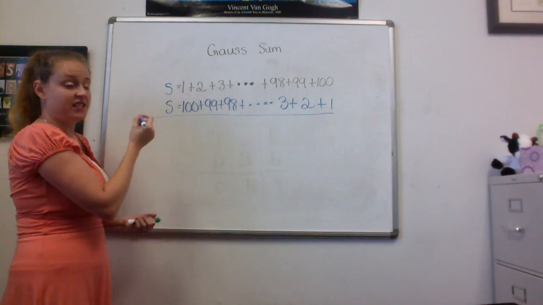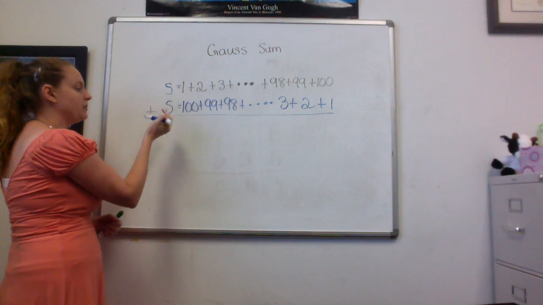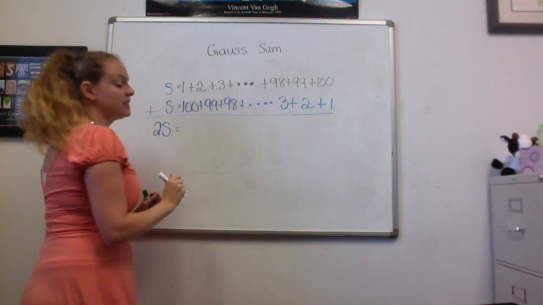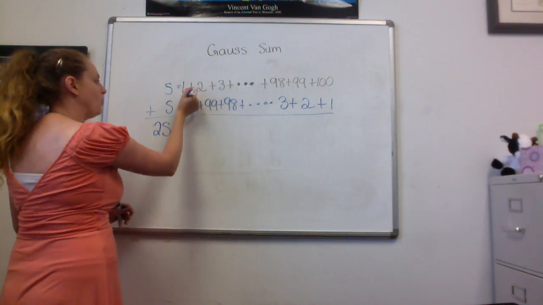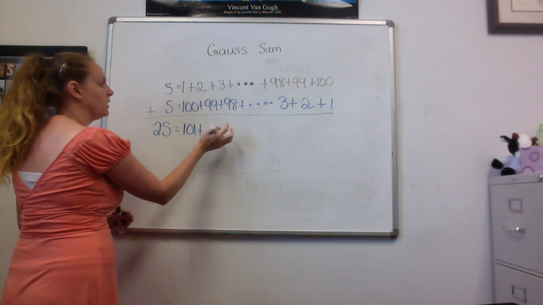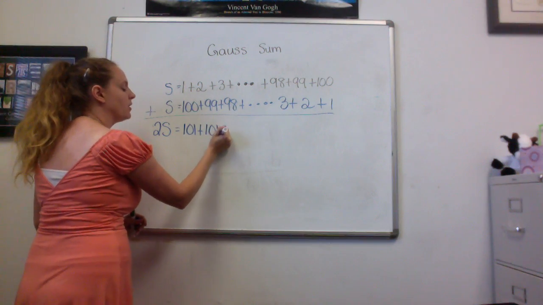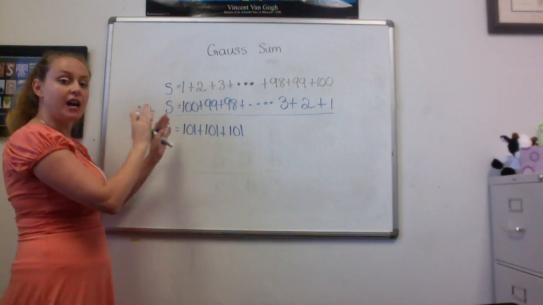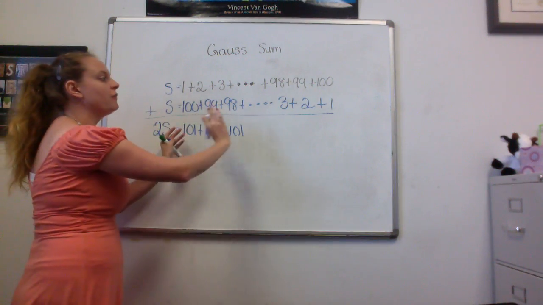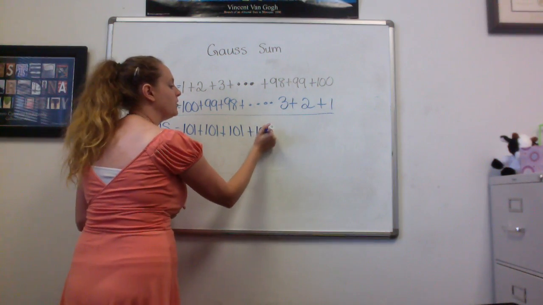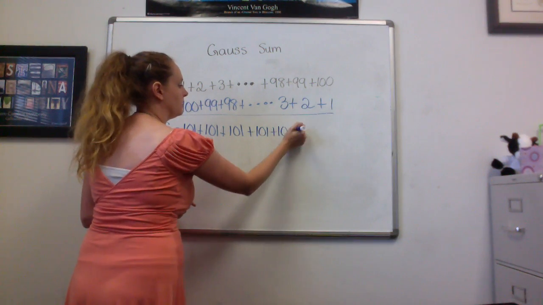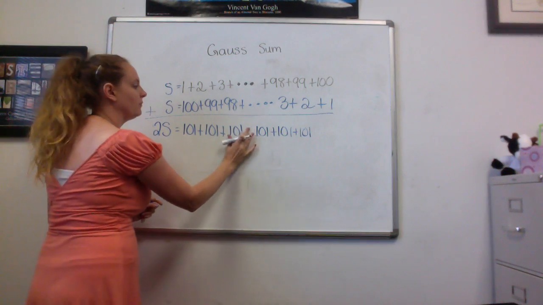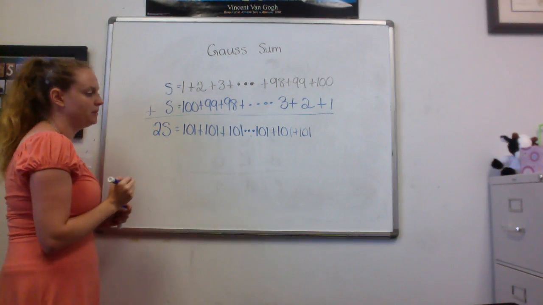So now I'm going to add these because it is a sum. So I have S plus S, that gives me 2S. Now I'm going to add up all these numbers, and this is where the cool pattern comes in. 1 plus 100 is 101. Well, 2 plus 99 is also 101. 3 plus 98 is also 101. If I've done this right with the flipping, every one of these terms should be 101. They're all 101. A little ellipse there in the middle.